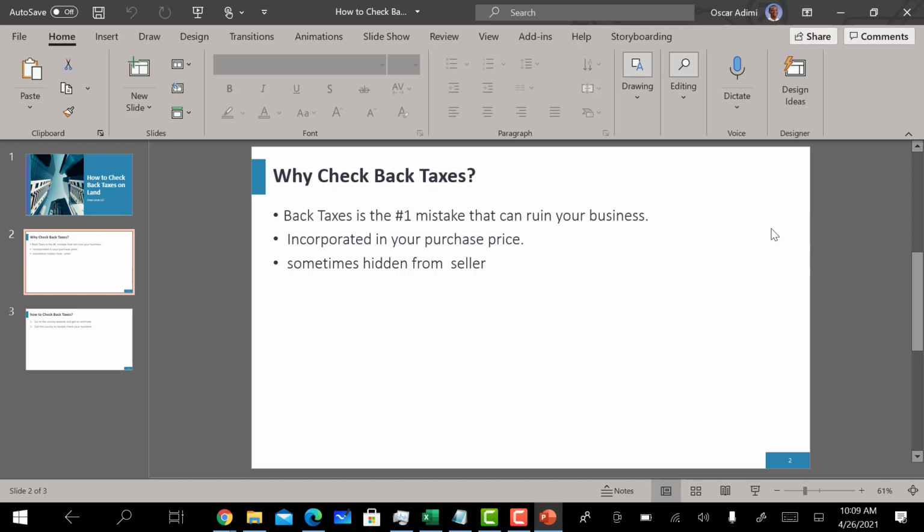You need to check and double check that the back taxes are low enough for you to be able to make a profit. Let me give you an example. If you send an offer for $1,500, and after doing your search, you find out that the back taxes are $1,000, and you look at the comps around and feel that if you purchase it for $1,500, you can sell it for $4,000.